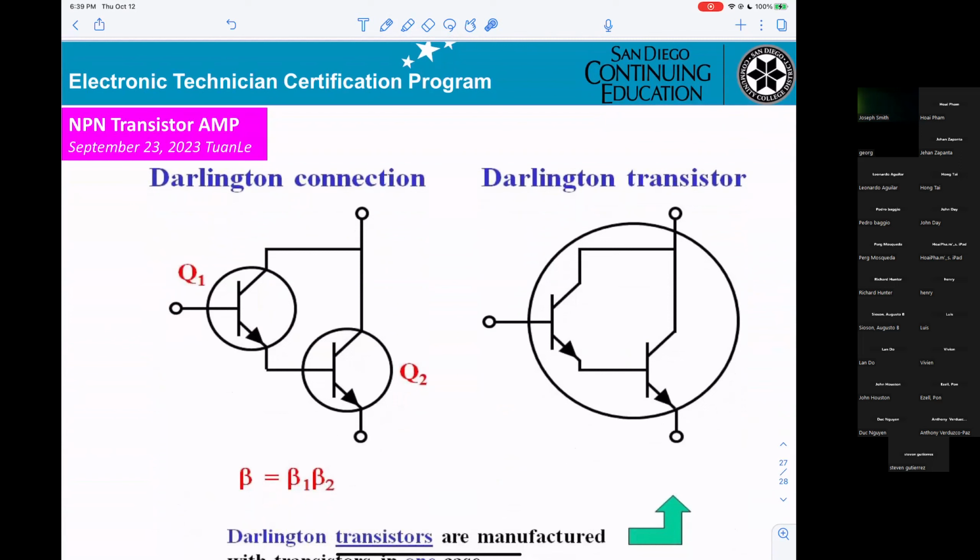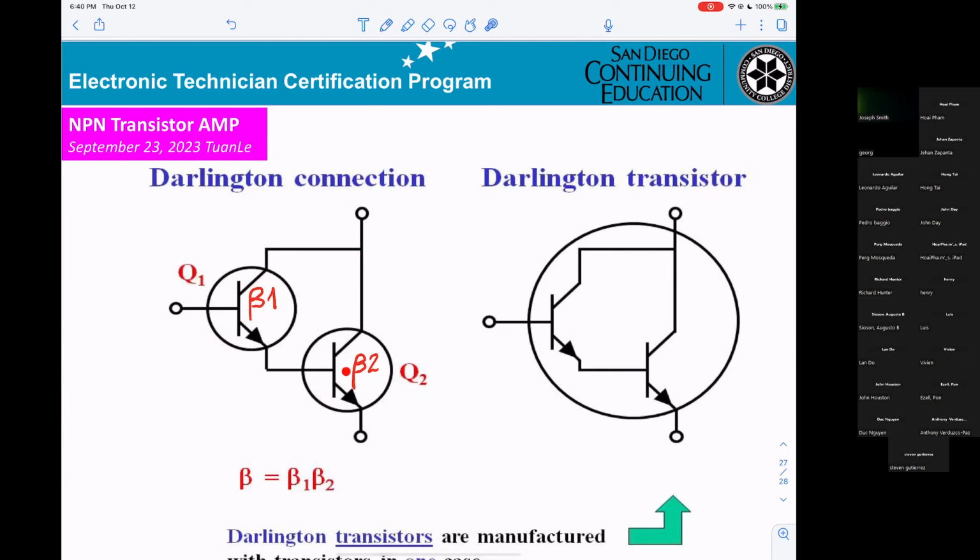This is the last one. They call it Darlington connection. They connect the second transistor to the emitter of the first one. That's only telling you one thing. If you get a beta 1 for the first one, beta 2 gain for the second one, the total gain equals beta 1 times beta 2. If beta 1 is 100 and beta 2 is 200, you get a gain up to 20,000. That is to make sure you understand when you're working with this kind of circuitry.